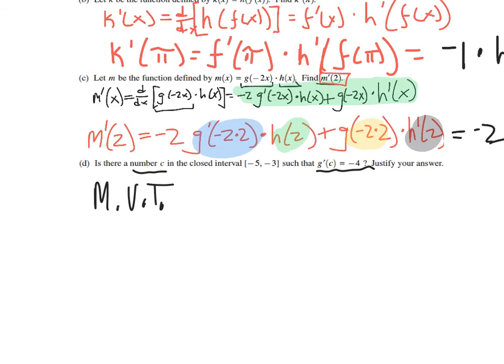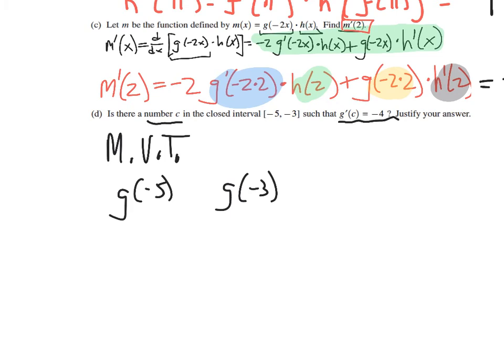So we need to find out what g of negative 5 is and g of negative 3. Okay, because we're looking for the average rate of change, or delta y over delta x, okay, is a nice symbol. You can write average rate of change or delta y over delta x. That's what we're looking for. This is the slope of the tangent line.